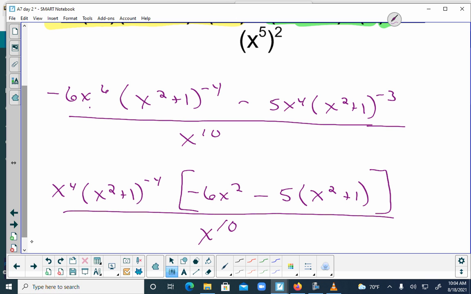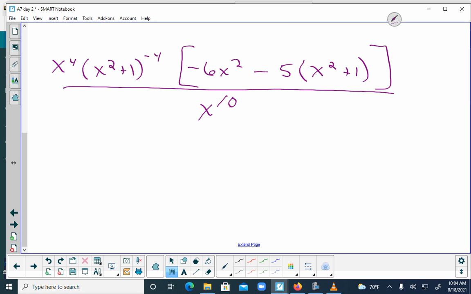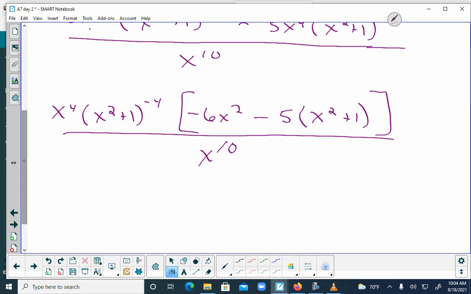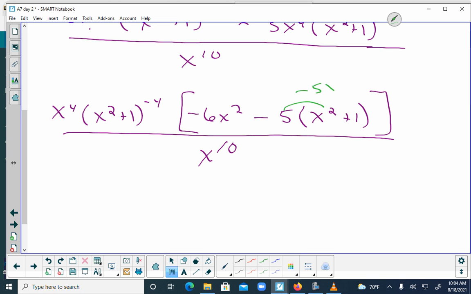Right, come on. What do I do now? Are we multitasking? Can we multitask? You could distribute the -5 to x squared plus 1. Okay, I'm going to cheat when I do that. So this will be -5x squared minus 5. Okay. So what does this whole quantity end up being?